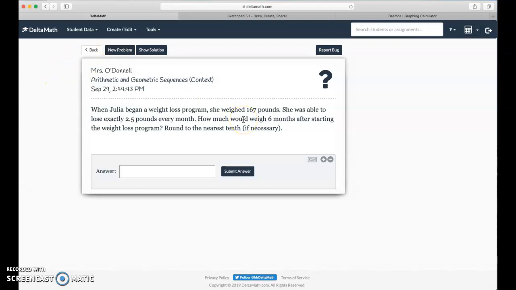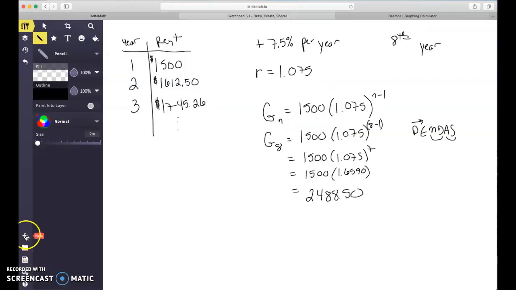Okay, so this sounds like it's arithmetic to me, right? I like to go through and write down my key information. So she began her weight loss program. She weighed 167 pounds. She loses 2.5 pounds per month. How much would she weigh after 6 months? Okay, so let's see here.